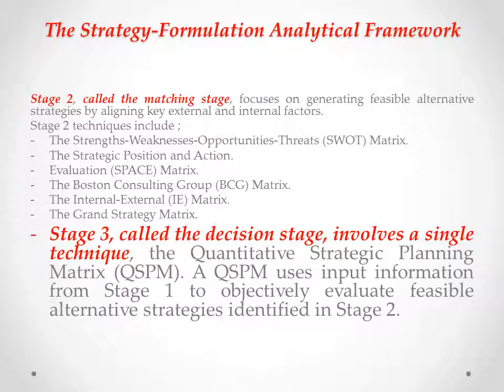And in this stage, it will consist only of a single technique, which is called the quantitative strategic planning matrix, and its abbreviation is QSPM. This technique uses the input information from stage 1 that we have collected, to objectively evaluate feasible alternative strategies identified in stage 2.